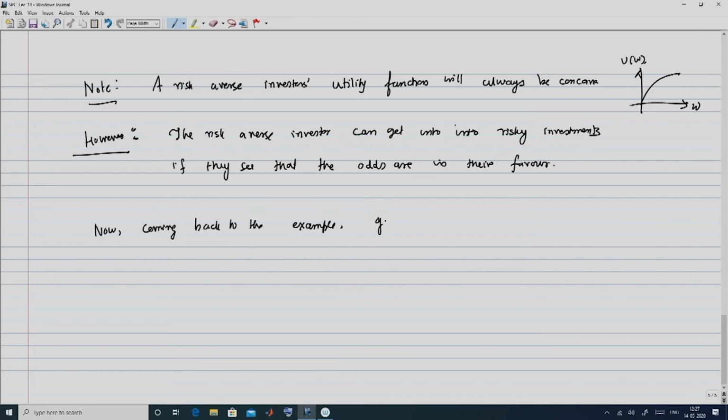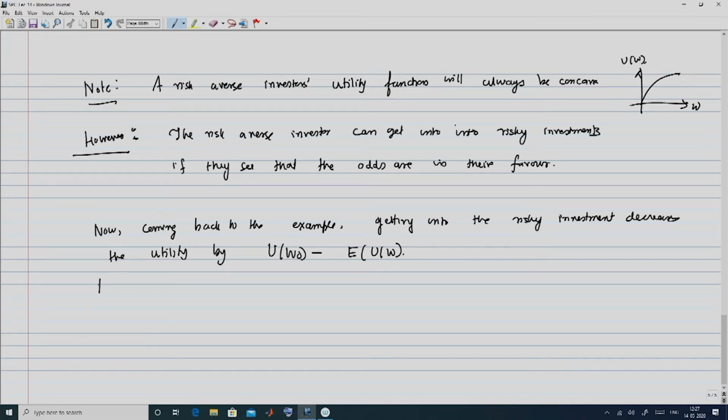So, from the point of view of the investor, getting into the risky investment decreases the utility by U of W naught minus E of U W.